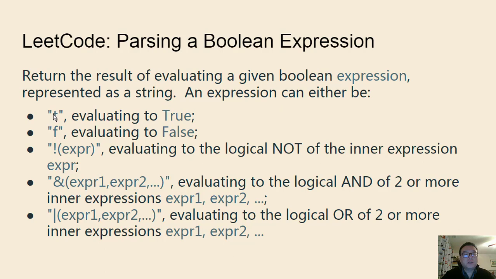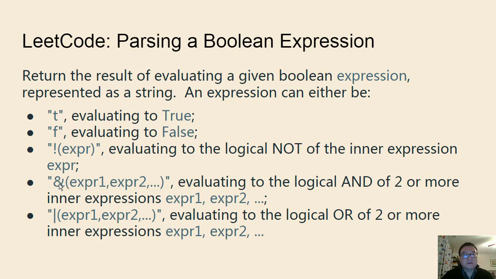A single character t is a Boolean expression. It will be evaluated to true. And the single character f will be evaluated into false. And if we have an exclamation mark followed by parentheses and then an expression inside, this will be evaluated to the logical negation of the inner expression.